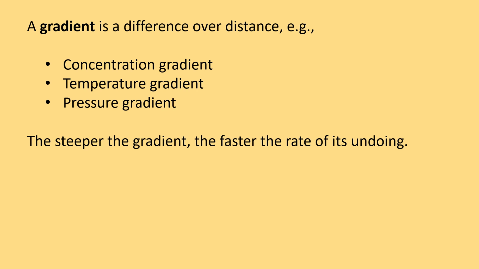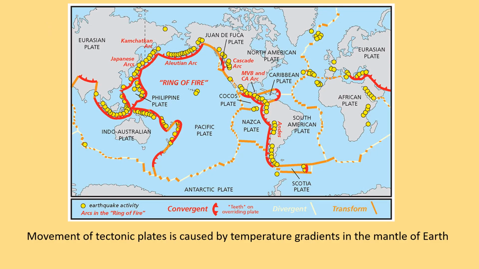All right, so an important thing to recognize about gradients is stated there on the slide: the steeper the gradient, the faster the rate of its undoing. I want to show you some examples of gradients that really don't directly have anything to do with even biology, never mind human physiology. So these gradients would exist even if life did not exist on planet Earth. These gradients would still be there.